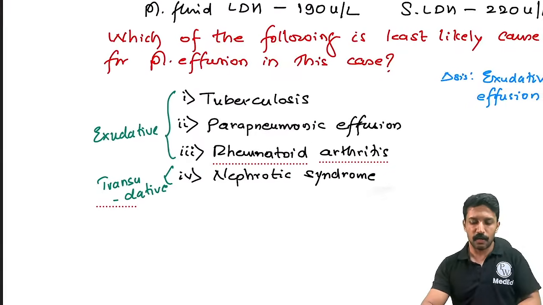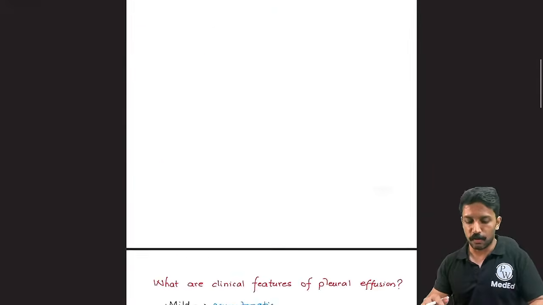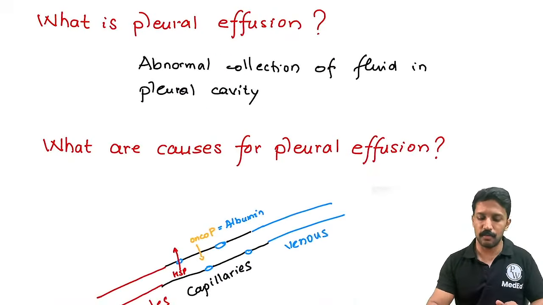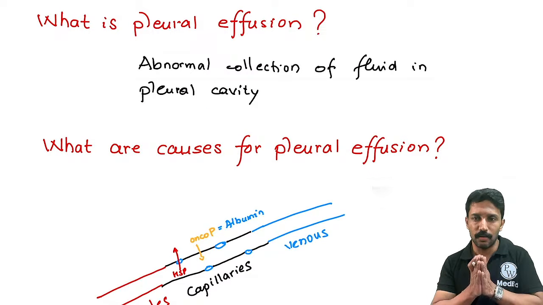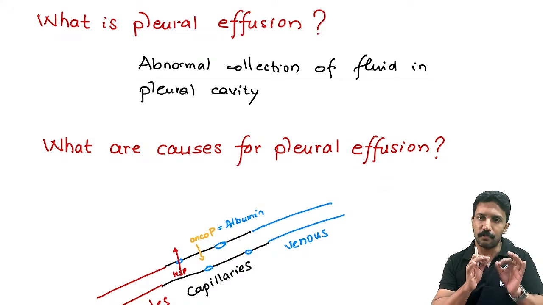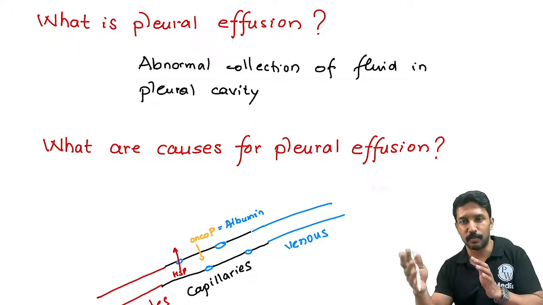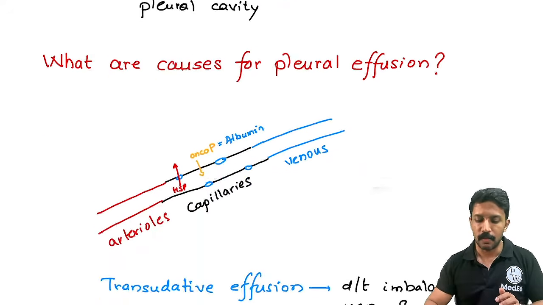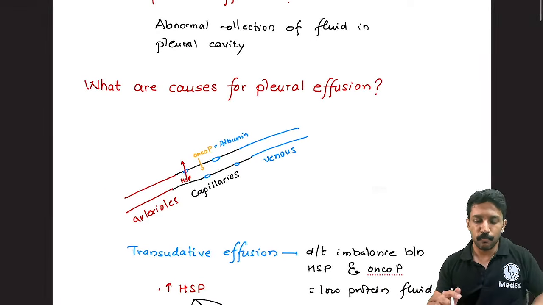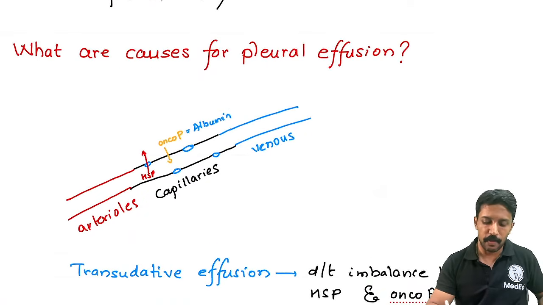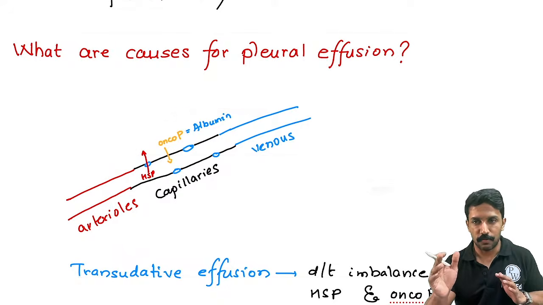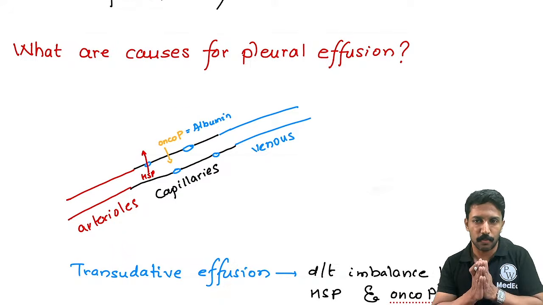Clear? So let me summarize what we have discussed so far today quickly. What is pleural effusion? Abnormal collection of fluid in pleural cavity. Normal value is less than 15 to 20 ml. Anything more than that is abnormal. Does not mean that the patient will always become symptomatic. So what pushes the fluid into the pleural cavity? It can be because of imbalance between hydrostatic and oncotic pressure.